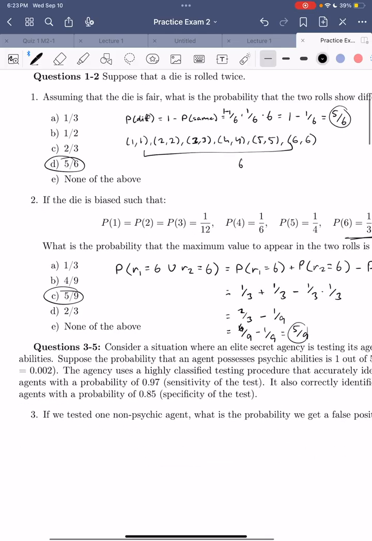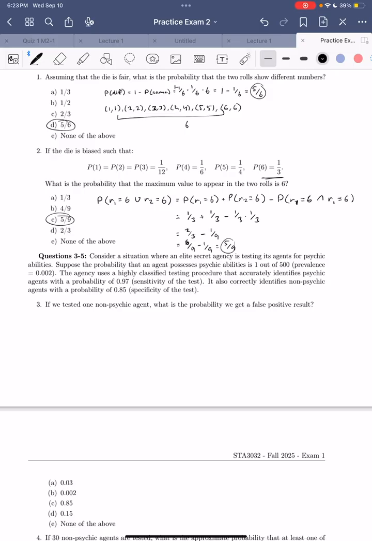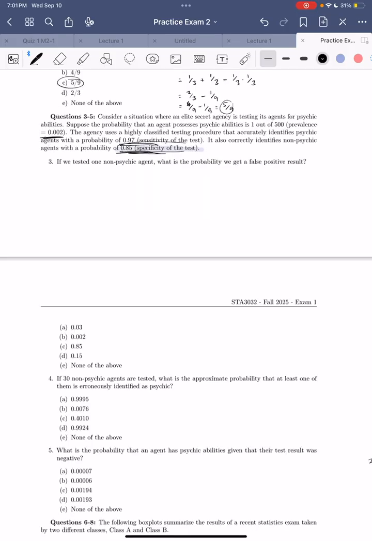Now we want to consider a scenario, in problems 3 to 5, where the probability that an agent possesses psychic abilities is 1 out of 500. So we have our prevalence here, and then we have our sensitivity here, and we have the specificity here.